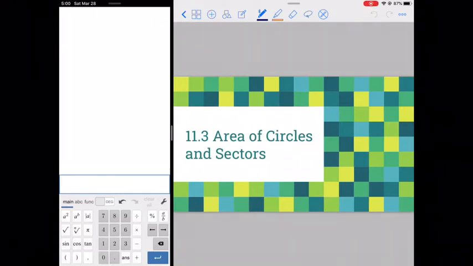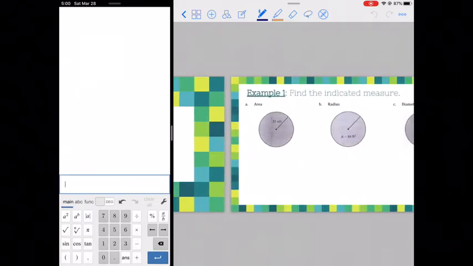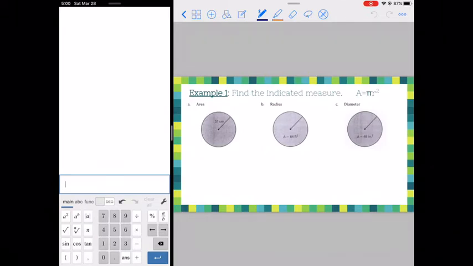In this lesson, we're going to cover area of circles and sectors. So the area of a circle is given by the formula A equals pi r squared, where A represents the area and r represents the radius of the circle. So we're going to start off by looking at a few examples using this formula and solving for different things.